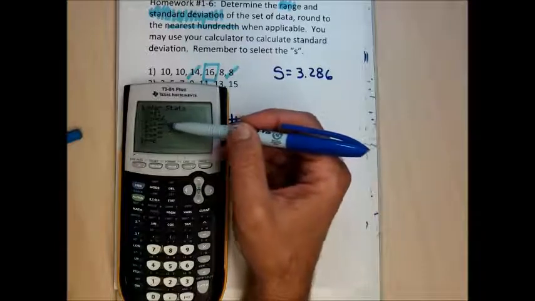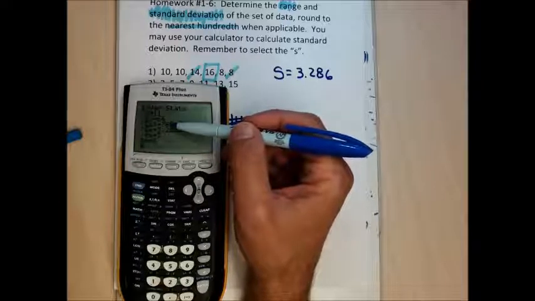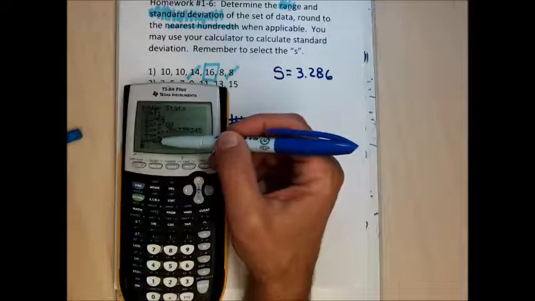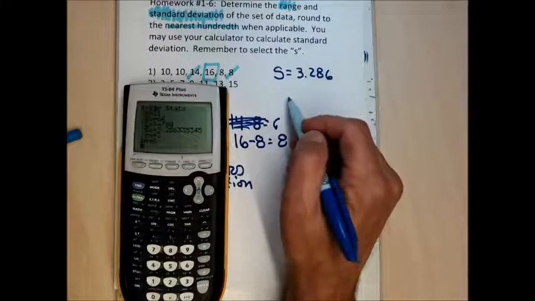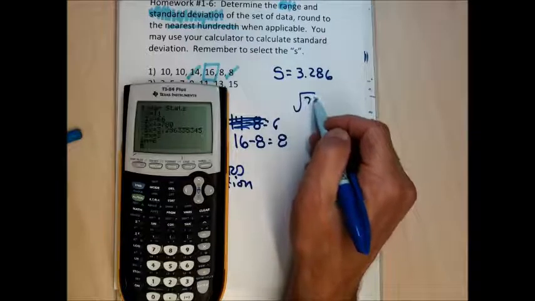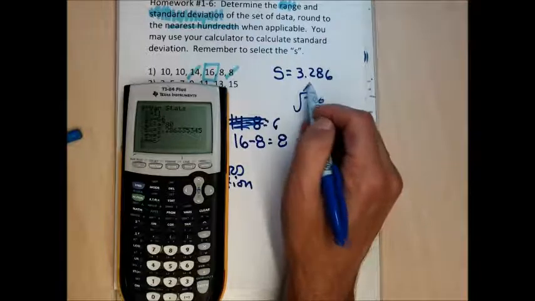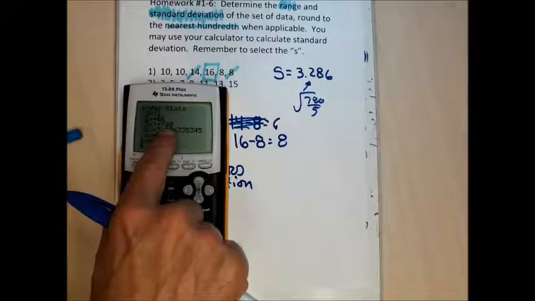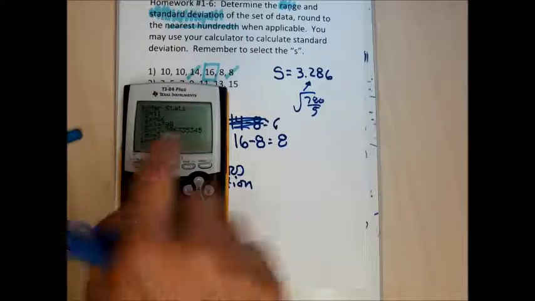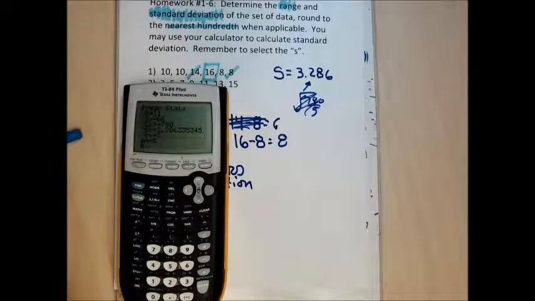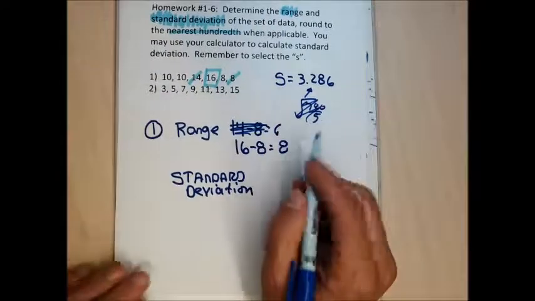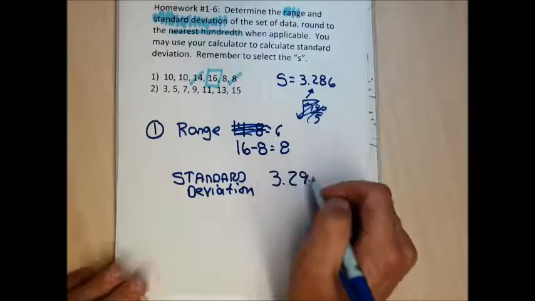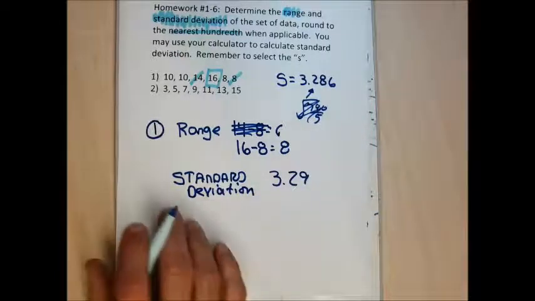And this 780, that's the right-hand column added up. So to do this by hand, it's going to be the square root of 780 divided by 5. If I did the square root of 780 divided by 5, it should give me that 3.286, because that sum of x squared, that's the sum of the right-hand column, and you divide by n minus 1. I'm not interested in doing that. I'm just interested in getting an answer. I'm going to round that to 2 decimals, and that 3.286 is going to round to 3.29. That's all I need to do for number 1.